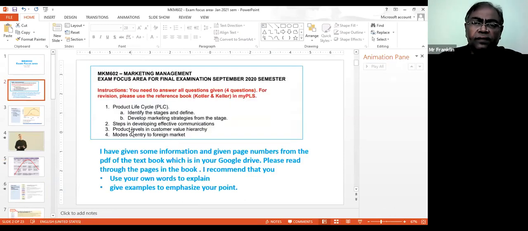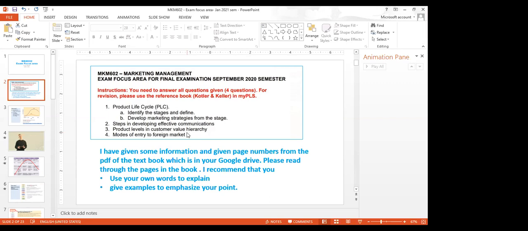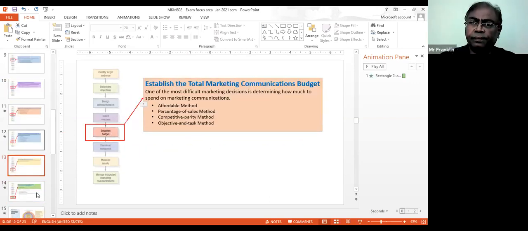Okay, product levels in the customer value hierarchy. Now, this is an exam focus area. I don't know which question anybody sitting the exam will ask. Maybe they might just take a certain part of it only. So it's good that you go through it live, right? Okay, so let's go to the customer value hierarchy.